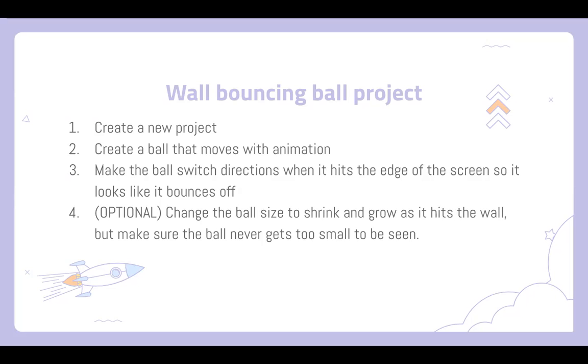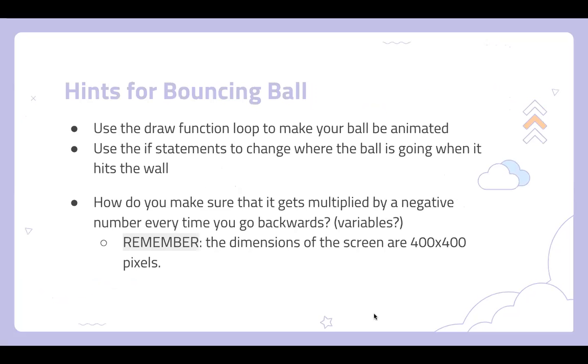And here's just an optional thing. You can change the ball size to shrink and grow as it hits the wall. Make sure the ball never gets too small to be seen. So let's go over some hints first. We're going to use the draw function loop to make our ball animated. Then we're going to use if statements to change where the ball is going when it hits a wall.